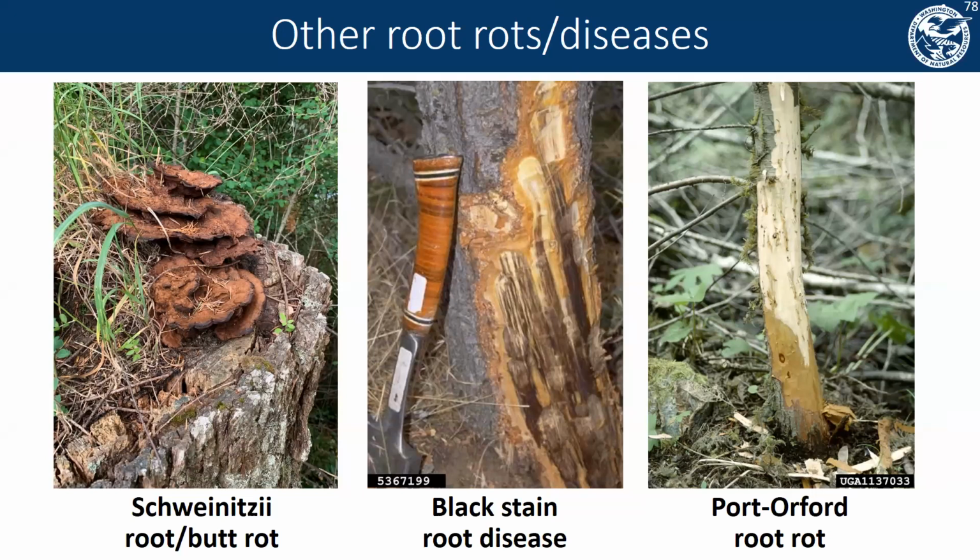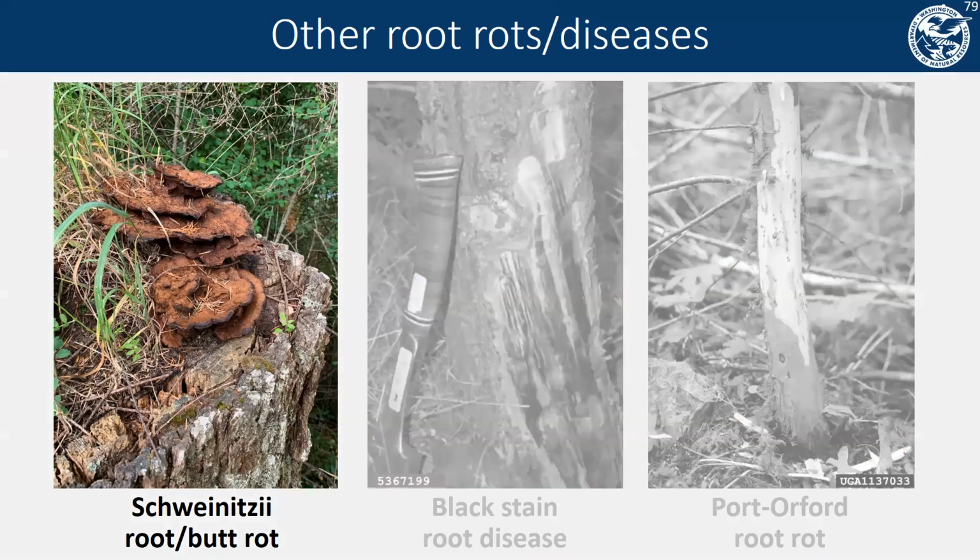We're going to start with Schweinitzii root or butt rot. Then we're going to move on to black stain root disease, and then end with Port-Orford root rot. So hopefully by the end, you'll be somewhat familiar with all of these, hopefully to a point where they cross your mind and you're able to look up more information online in the future if you do come across them.